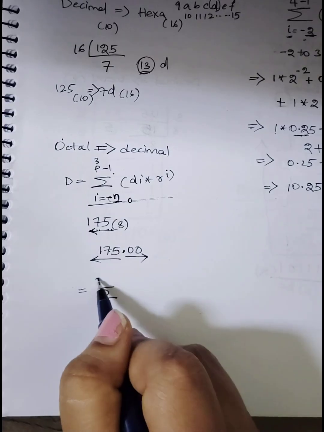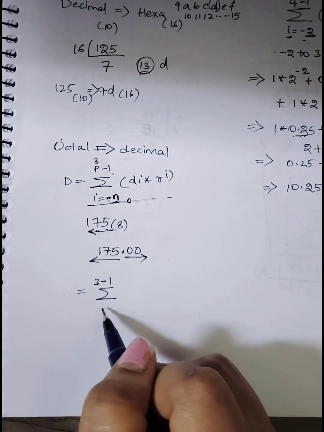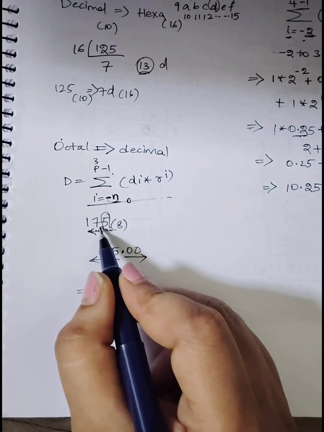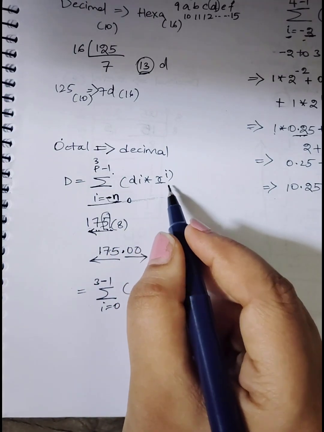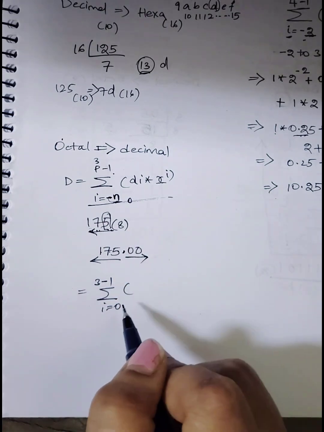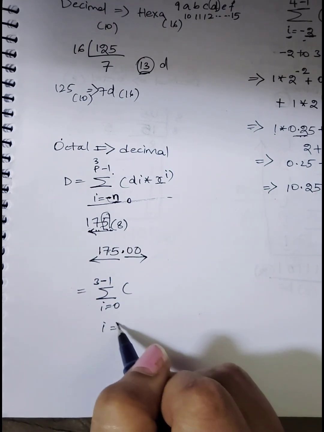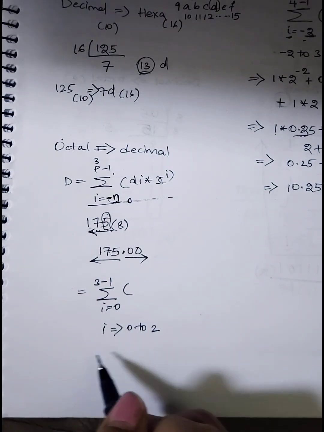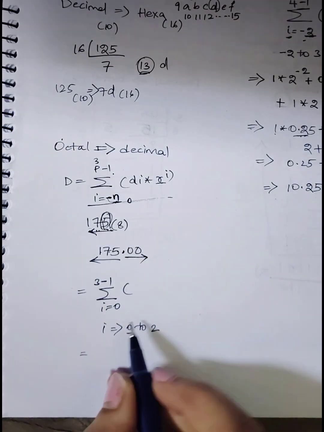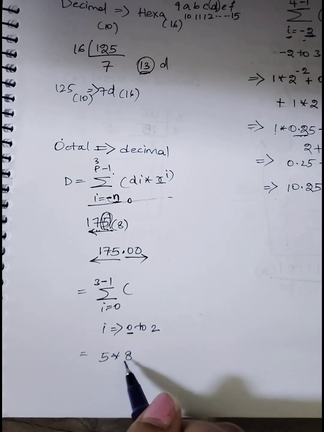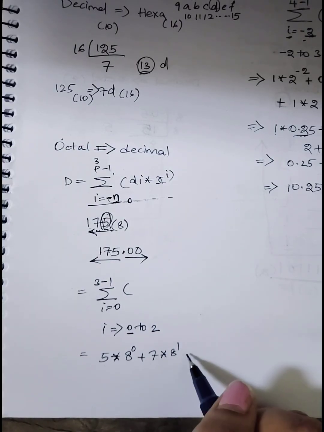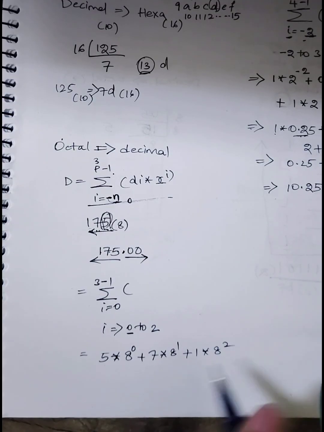So the formula will be 3 minus 1, I equals to 0. D means this number. For every iteration you need to take one number, and R is 8. As we are in an octal number, our R value will be 8. So I iterates from 0 to 2. We start from 0, take this number 5 into 8, our radix is 8, power 0, plus 7 into 8 power 1, plus 1 into 8 square.